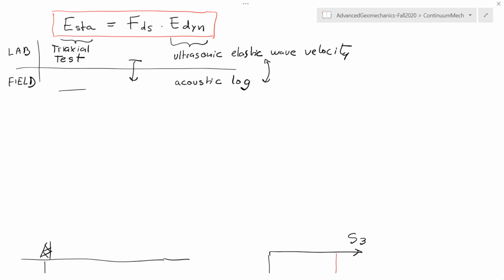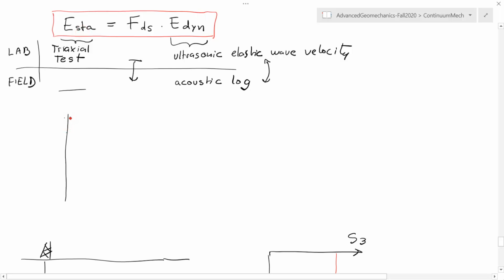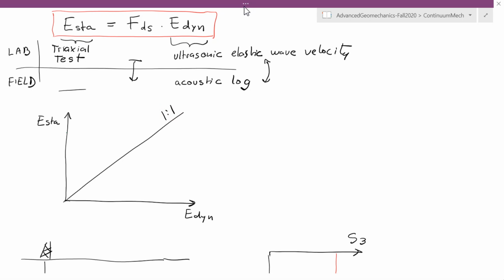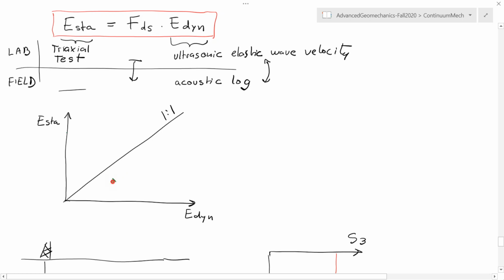Over here, if you gather data from the laboratory, this is usually going to look like this. You plot the static modulus on the y-axis, you plot the dynamic modulus on the x-axis. If this is a line in which these two are the same, your data would usually plot somewhere over here.